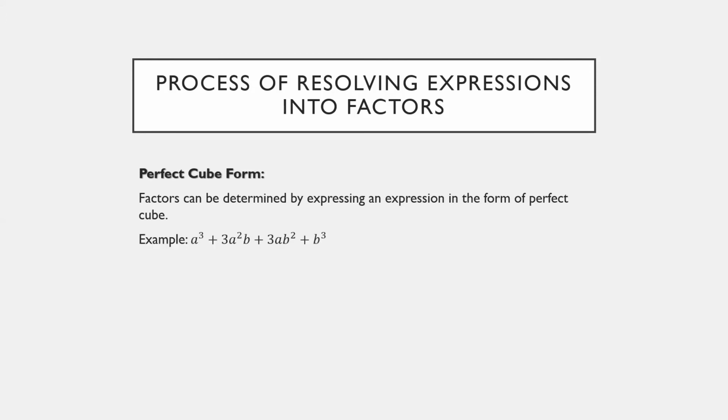So let's see. For example, a cube plus 3a square b plus 3ab square plus b cube. We know this is the formula of a plus b whole cube, so we can write a plus b whole cube. Then as a cube is equal to a into a into a, to factorize a cube we have to write a into a into a. That's why we will write a plus b whole cube equals a plus b into a plus b into a plus b.